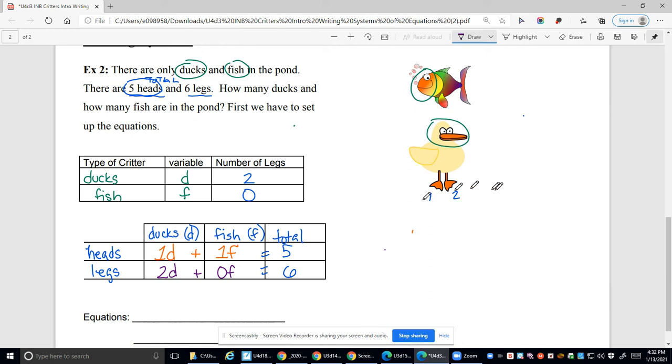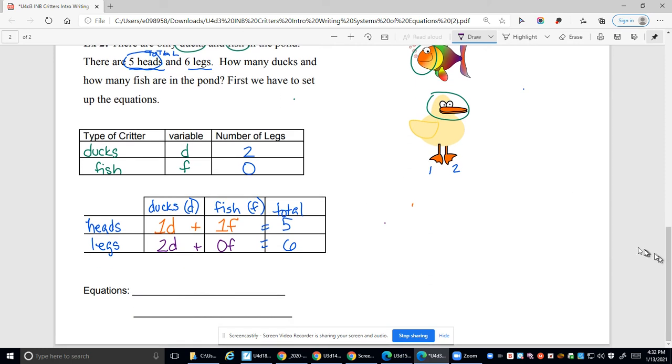Okay. And when we write our equation, I'm going to go ahead and write it as 1D plus 1F equals 5. Okay. And we have 2D plus 0F equals 6. Now I'm going to be honest with you. This will actually simplify to become D plus F, right? Because the ones, they're not needed.